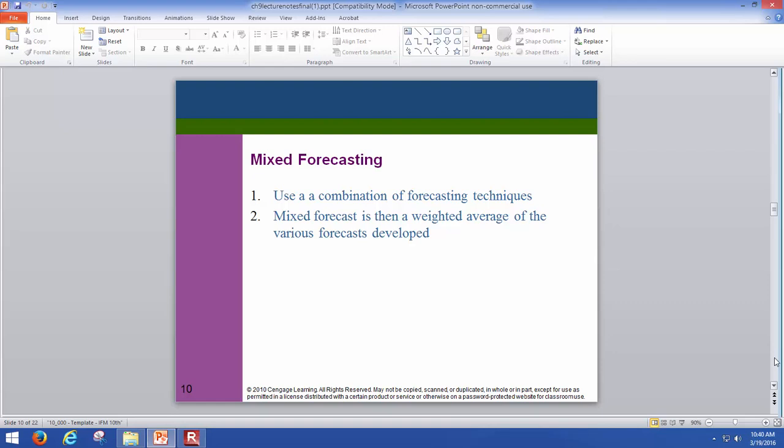Depending upon your biases or your inclination, you will tend to use a combination of the forecasting techniques. You might use market-based forecasting, and perhaps fundamental forecasting, or you might put more weight on technical forecasting. Here, the mixed forecast is a weighted average of the various forecasts developed. We talked about three ways you can forecast: technical, fundamental, and market-based. The model you use might use different weights depending upon your preferences.